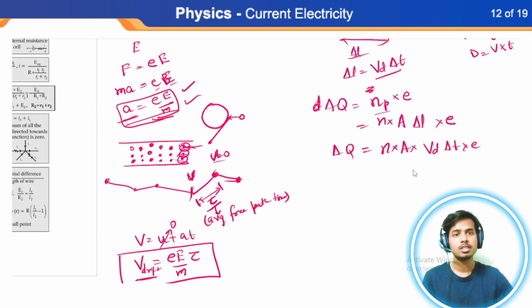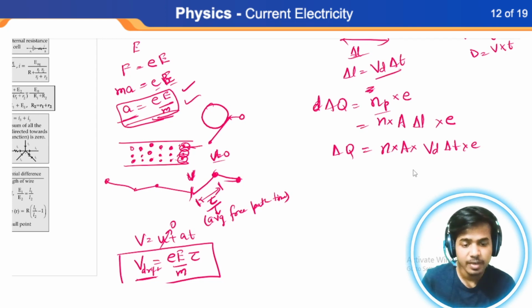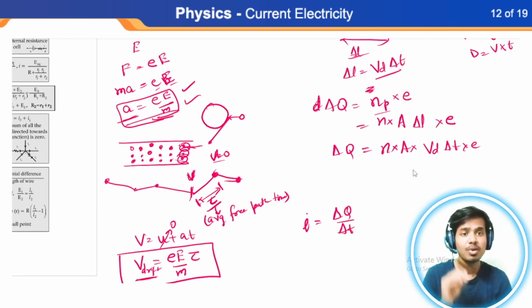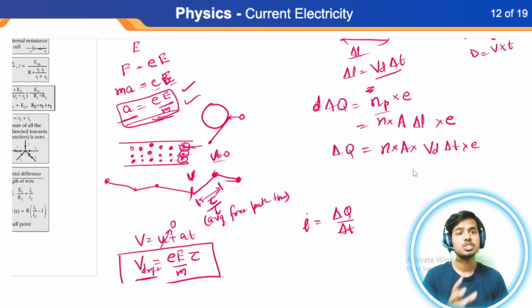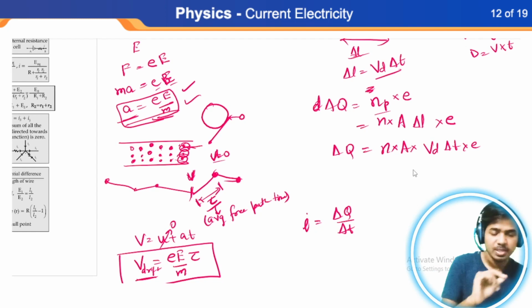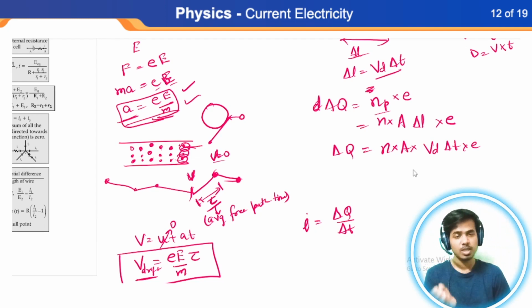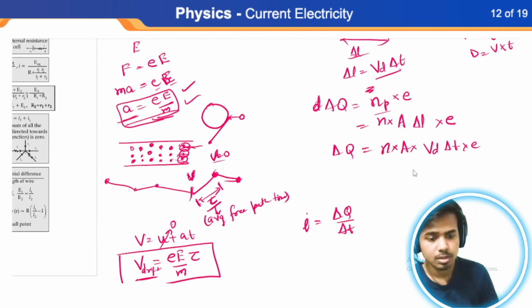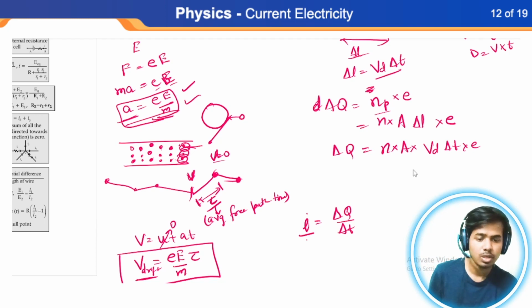If I define a term delta Q by delta T, that is electric current. First of all, I'm defining a term here, I is equal to delta Q upon delta T, meaning the amount of charge which has passed through a particular surface area, the rate of that passing of charge, the amount of charge passed per second. If I define that, this is called electric current.